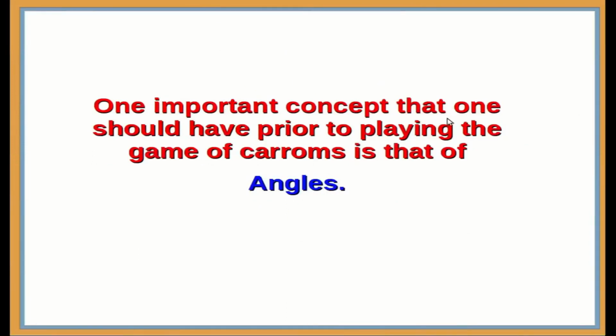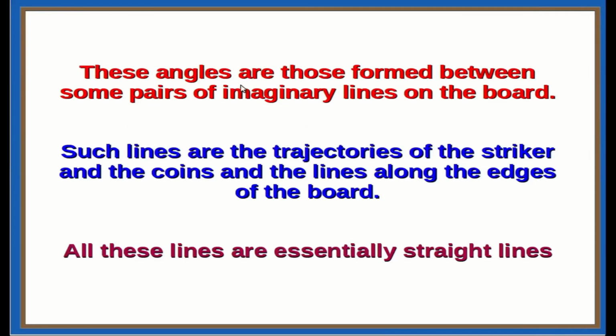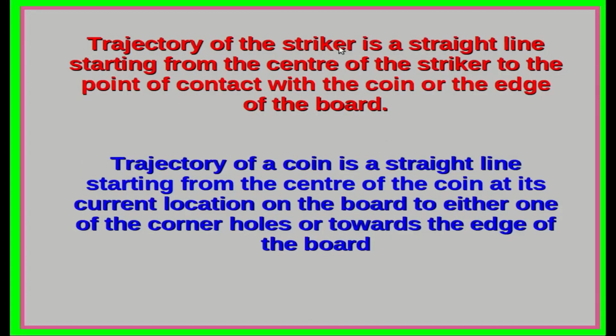One important concept that one should have prior to playing the game of Carroms is that of angles. These angles are those formed between some pairs of imaginary lines on the board. Such lines are the trajectories of the striker and the coins, and the lines joining the edges of the board. All these lines are essentially straight lines. The trajectory of the striker is a straight line starting from the center of the striker to the point of contact with the coin or the edge of the board. The trajectory of a coin is a straight line starting from the center of the coin at its current location on the board to either one of the corner holes or towards the edge of the board.